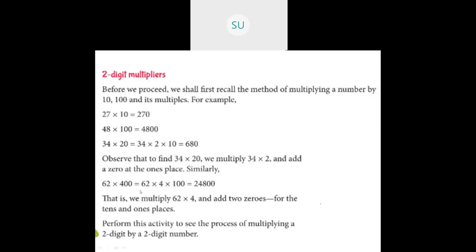You can either write it as 62 into 4 into 100. 4 into 100 is 400 only. So then you can multiply 62 with 4. When I multiply, I will get 248. And in 100, we have 2 zeros. So we'll write 2 zeros after 248. So that is 24,800. So we multiply 62 into 4 and add 2 zeros for the tens and ones place.